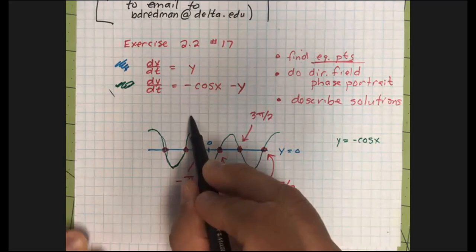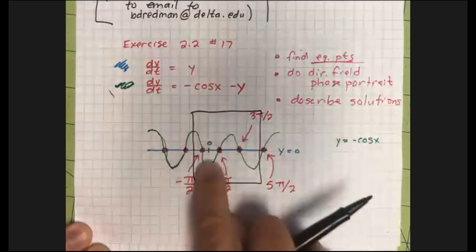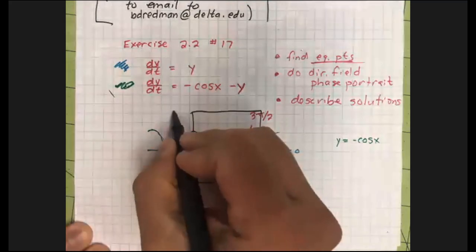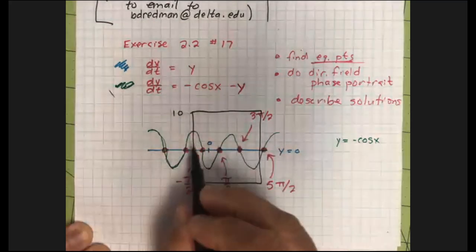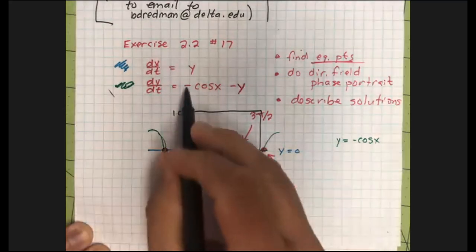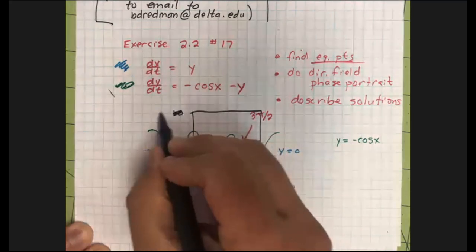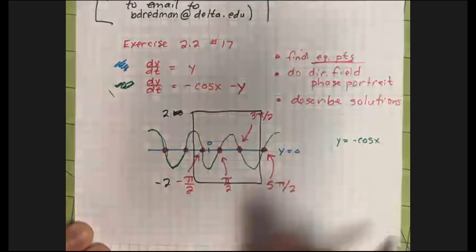But let's check out a window that just kind of swallows three equilibrium points. How high is this window? 10? No, that's ridiculous. The action's happening down here. Cosine's never bigger than one. I think 2 to -2 would be a good window. What about right here?